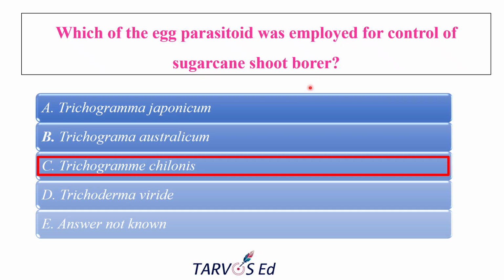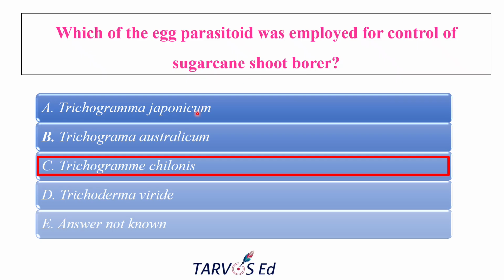Okay. So it is mass produced and released in the sugarcane field. This Trichogramma chilonis is mass produced and released in the field, around 1 lakh adults per hectare. And it usually is released at different time intervals. 6 to 8 releases can be done at weekly intervals, starting from 45 days after planting.